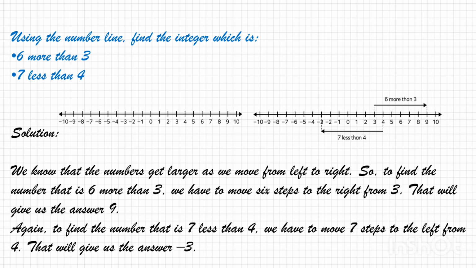Using the number line, find the integer which is 6 more than 3 and 7 less than 4. Solution. We know that the numbers get larger as we move from left to right. So to find the number that is 6 more than 3, we have to move 6 steps to the right from 3. That will give us the answer 9. Again, to find the number that is 7 less than 4, we have to move 7 steps to the left from 4. That will give us the answer -3.